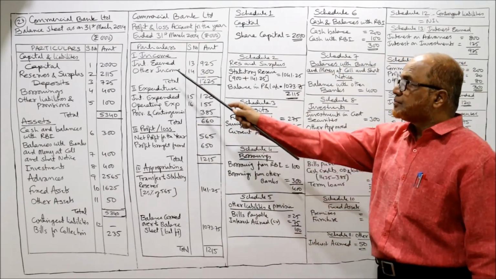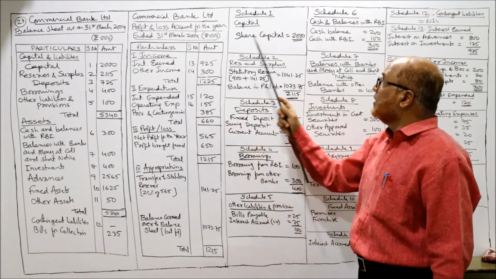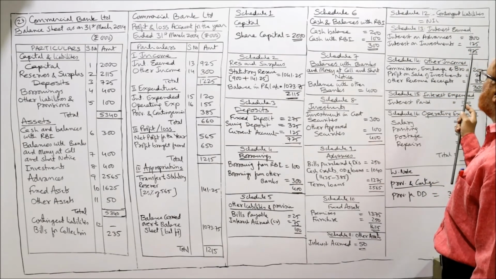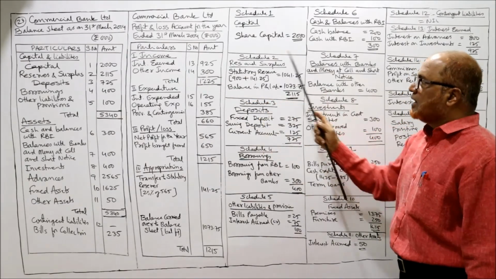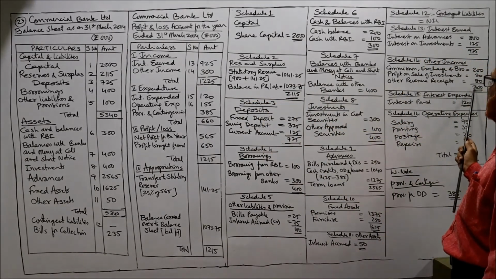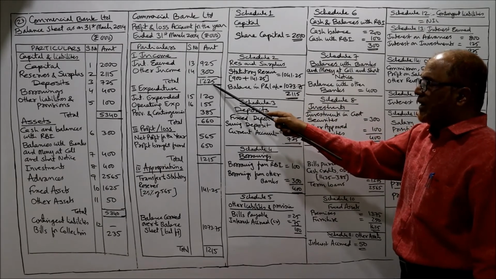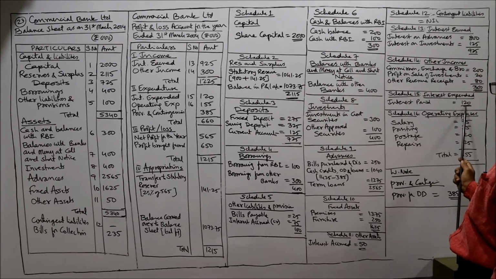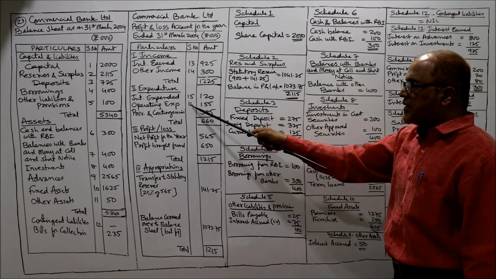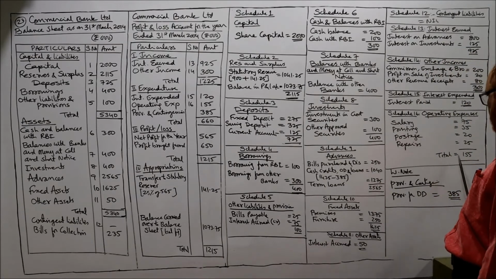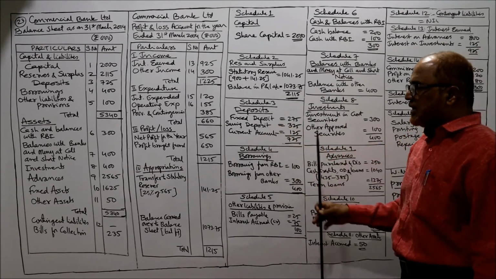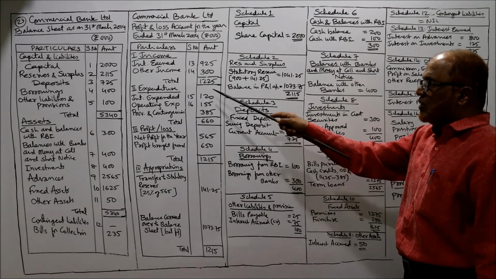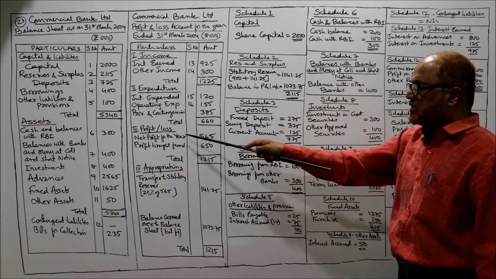There is no contingent liability; bills for collection, 235, will not come in the total. That's it. This is the balance sheet. Now profit and loss account. Interest earned, schedule number 13. Interest on advances, interest on investment, 925. Here I have taken. Other income, 14. Three items are there in other incomes, 300. So total 1225 is the total of income. Expenditure: interest expended, 15 schedule, interest paid, 120. Operating expenses, 16 schedule, 155. Then provisions and contingencies, provision for doubtful debts, 385. Total expenditure, 660. Now subtract 1225 minus 660, 565 is the net profit for the year.